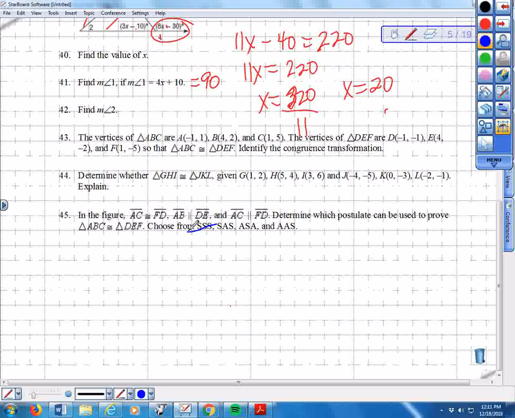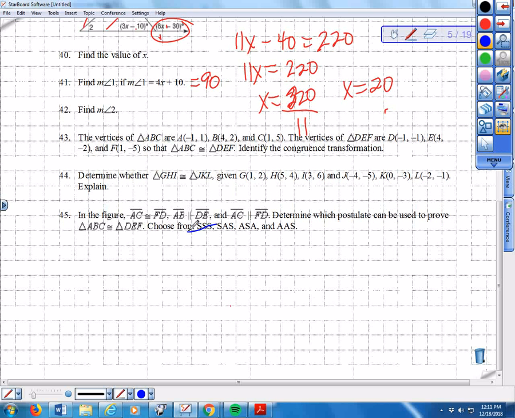But now let's look. So AB and DE are parallel, AC and FD are parallel.